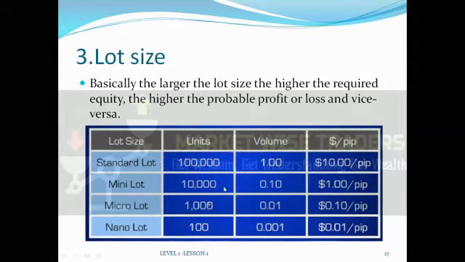Mini lot, 10,000 units, meaning like $10,000 of that currency, which is 0.10. Then we've got the micro lot, which is 1,000 units, meaning like, say, $1,000, which is 0.01. Then the nano lot, this you can trade on a cent account. And you can see the value. We're going to look at pip value.